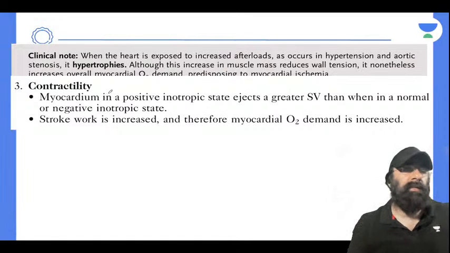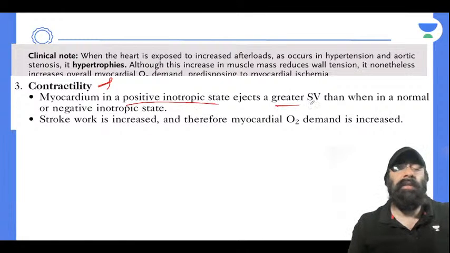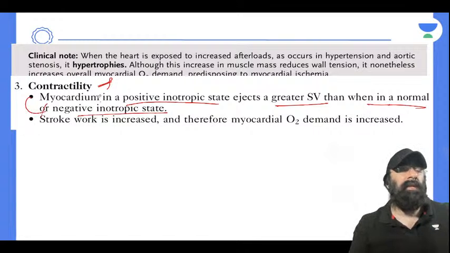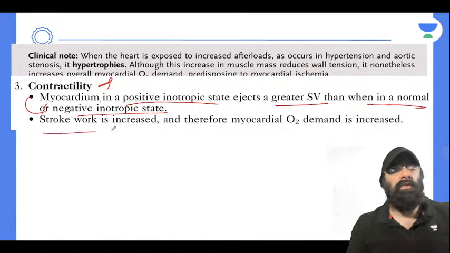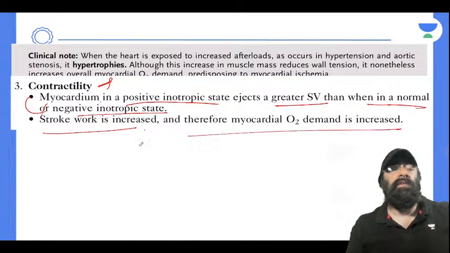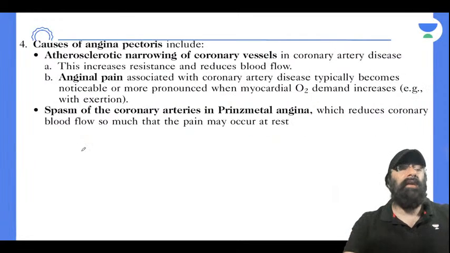The third part is contractility. Myocardium in a positive inotropic state ejects a greater stroke volume. With a normal or negative inotropic state, we know that: more contractility, more stroke volume. If the stroke volume is increased, therefore myocardial oxygen demand is decreased. We know that.